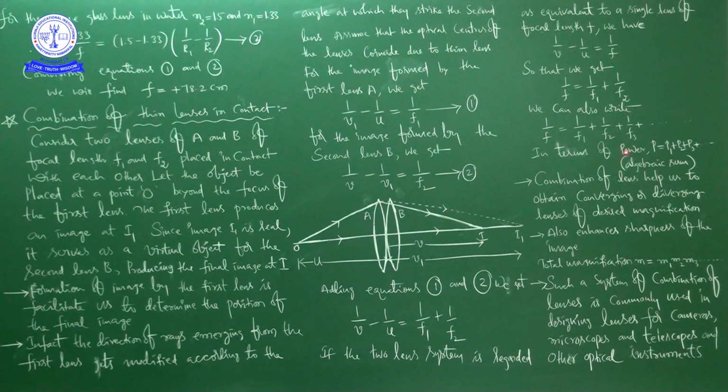Now in terms of power, as we discussed in the previous class, power is the inverse of focal length. P is equal to 1 by F in meters, okay, right. So 1 by F is equal to P, no?